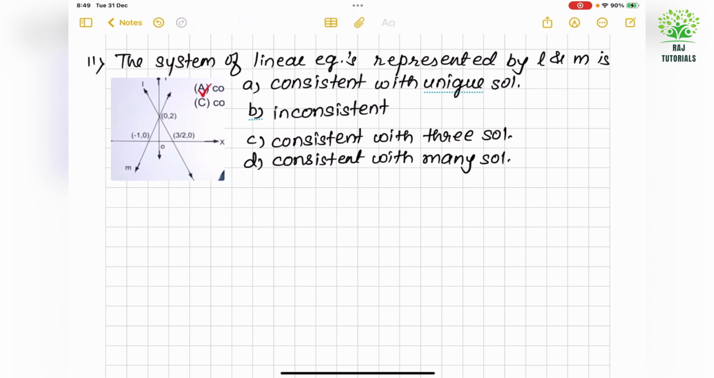Now the next one says the system of linear equations represented by L and M is consistent with unique solution, inconsistent, consistent with three solutions, or consistent with many solutions. So it is consistent with unique solution as they meet at one point only.